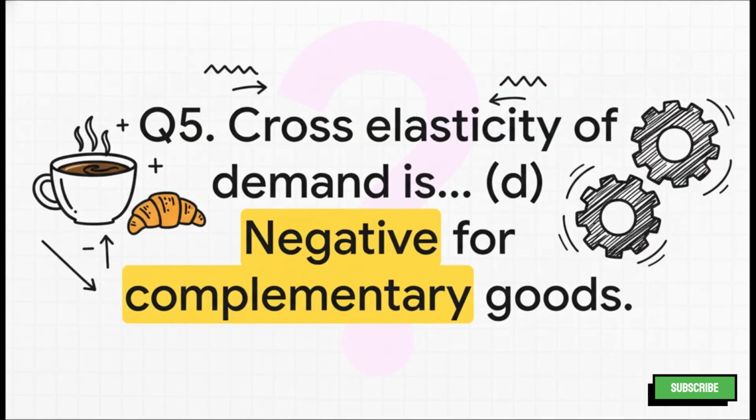Now let's jump to question 5. This one's about cross-elasticity of demand. Cross-elasticity is all about measuring what happens to the demand for one product when the price of another product changes. And the correct answer here is D.